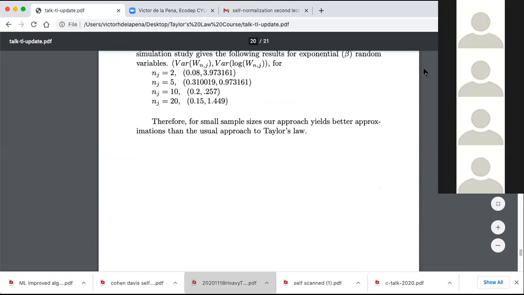But you see the variance of the coefficient of variation, no matter what the mean is, for nj equal to 2 is 0.08, but the variance of the log of the coefficient of variation is 3.97, a very big difference. The same thing for nj equal to 5, 0.3 against 0.9. For n equal to 10, it's 0.2 against 0.257. And for nj equal to 20, it's 0.15 and 0.449.